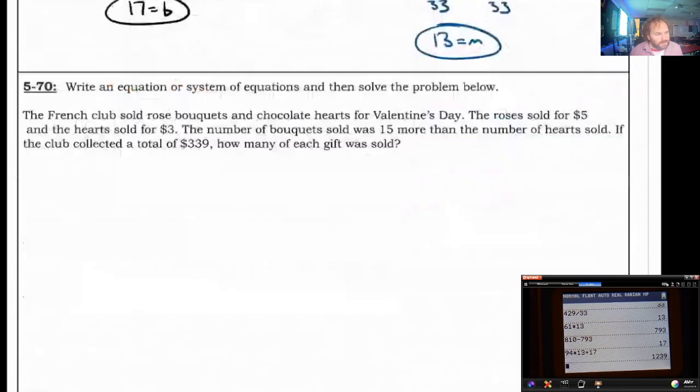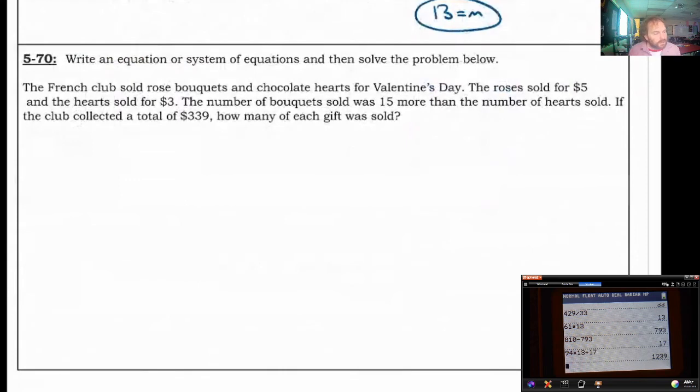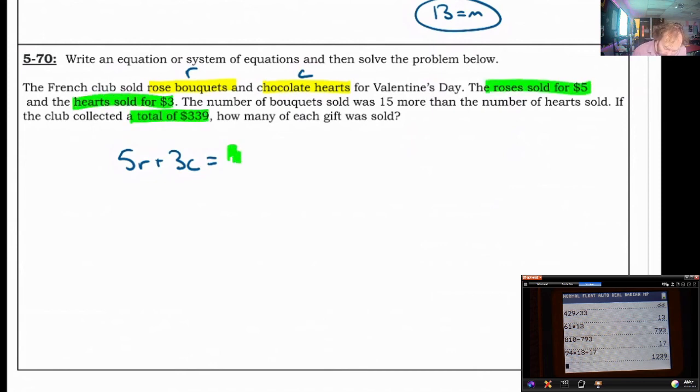Write a system of equations and solve it for the problem below. The French club sold rose bouquets and chocolate hearts. Let's use R and C for rose bouquets and chocolate hearts. The roses sold for $5 and the hearts sold for $3. So 5R plus 3C is going to equal a total of 339. So that's the money equation. This is how much money they made here, 339.